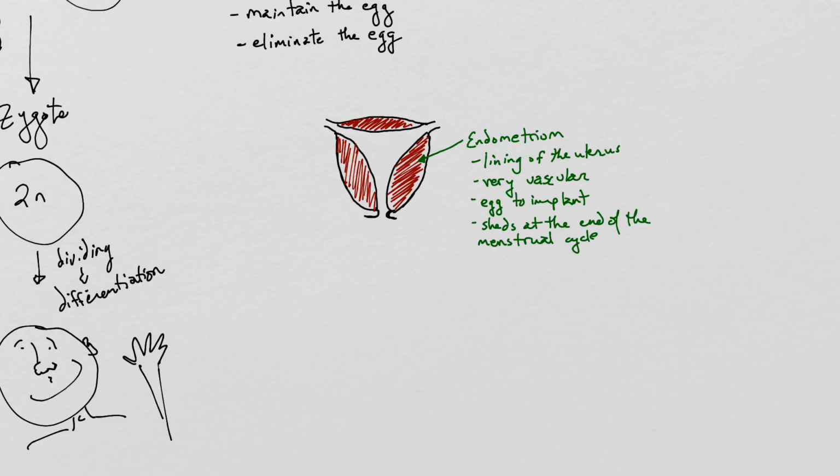Now, this endometrium is the lining of the uterus, and the uterus is this whole thing that we just made right here. And here is where a fertilized egg will implant and develop into an embryo. I didn't label this. This is the uterus.